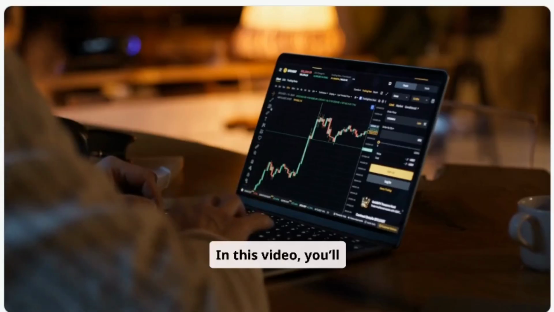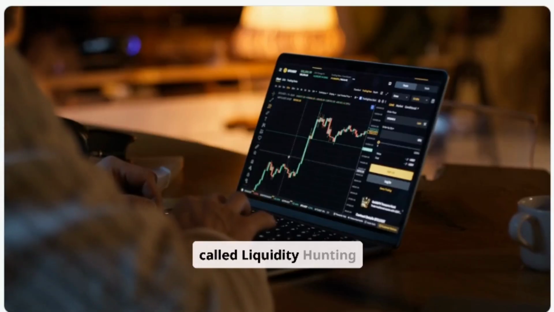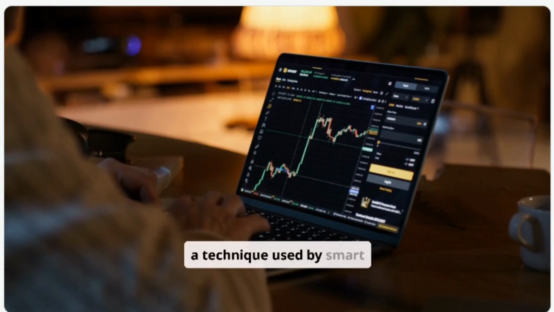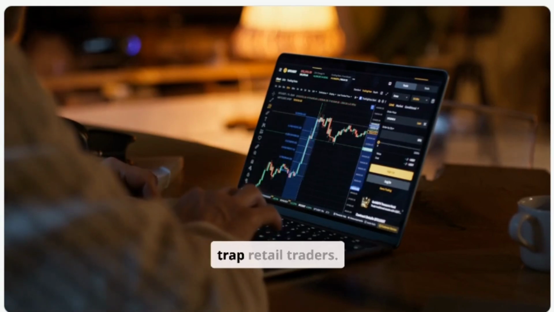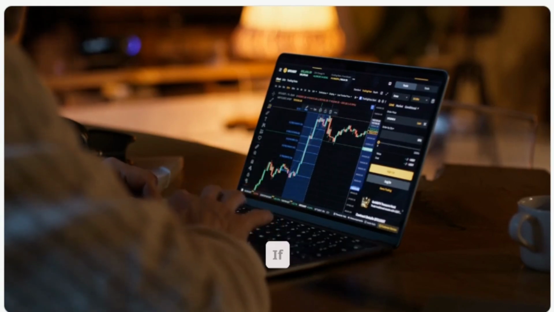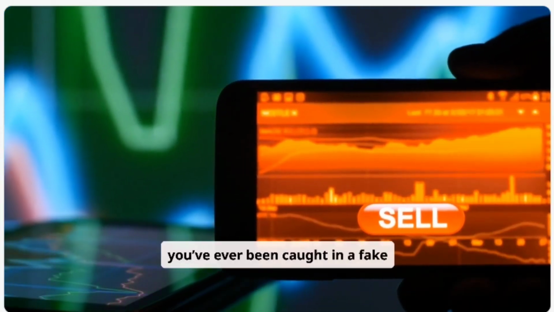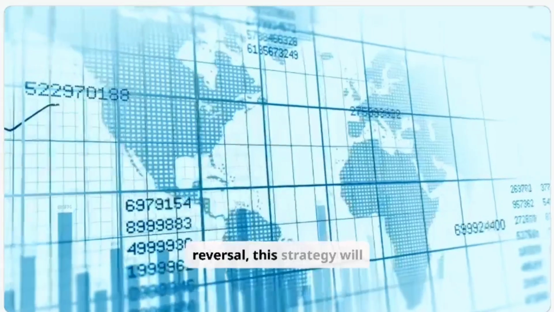In this video, you'll learn a powerful strategy called liquidity hunting, a technique used by smart money and market makers to trap retail traders. If you've ever been caught in a fake breakout or sudden reversal, this strategy will completely change your approach.